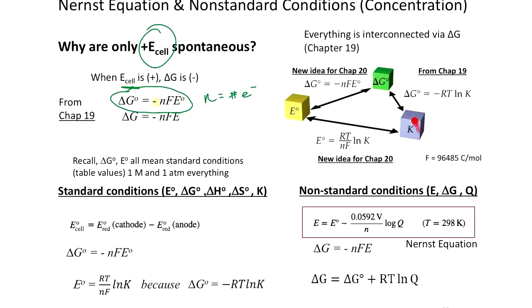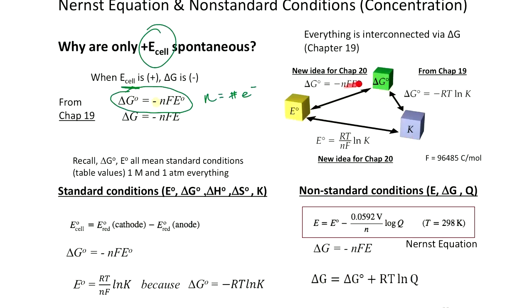So we have three different variables here, or three different properties: E, our voltage, delta G, Gibbs free energy, and K. So if E is related to delta G and delta G is related to K, that means E is also related to K as well. And it's related by the Nernst equation.